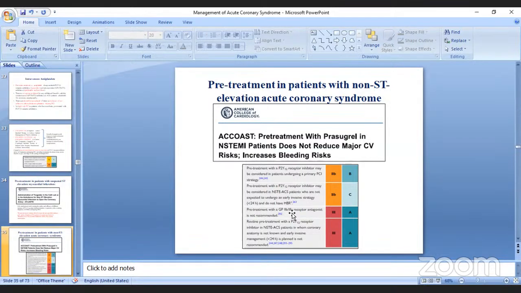Pre-treatment with a GP IIb/IIIa receptor antagonist is not recommended at all. And routine pre-treatment in a patient who is already scheduled for an immediate angiography is not recommended.